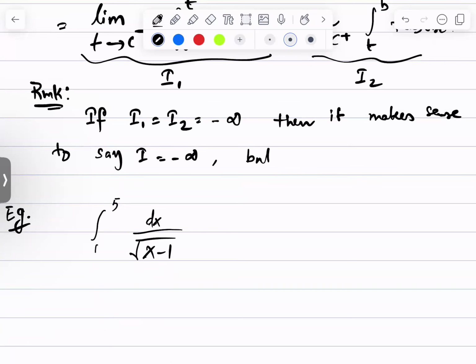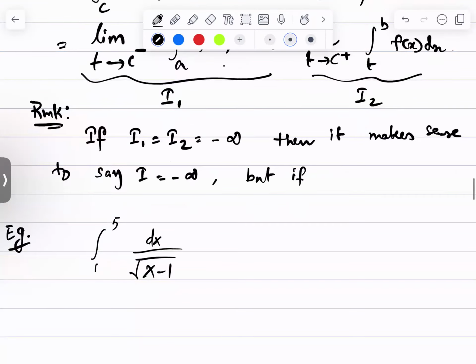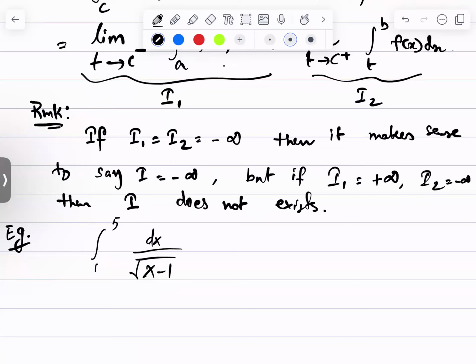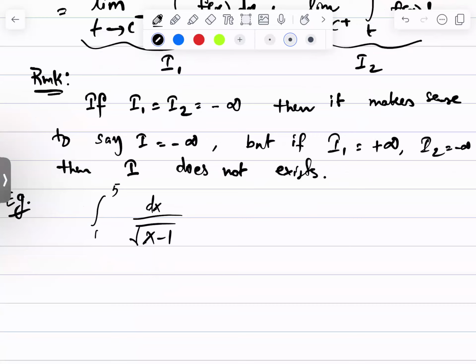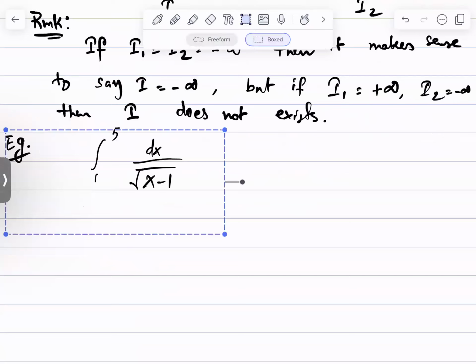But if, and so is true for positive infinity as well. If both of these, I1 and I2, are positive infinity, then the sum will also be positive infinity. That's fine. But if you get that I1 is positive infinity and I2 is negative infinity, then you should say that I doesn't exist, right? Because this is a little bit of a tricky part of the argument, but I'll say that plus infinity and minus infinity doesn't make it zero. Okay, just keep that in mind.